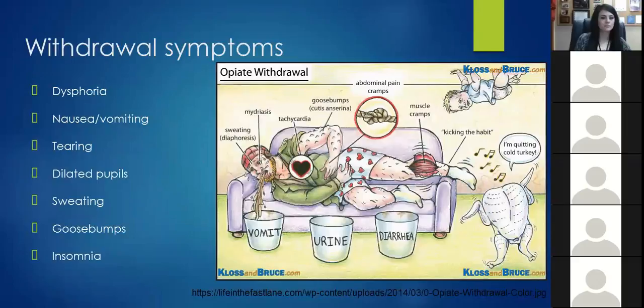Moving on to some of the withdrawal symptoms, some of the opposites. Like I said, mydriasis, which is also called just the dilation of the pupil. They're not going to be feeling good. They're going to have tachycardia. Tearing of the eye is another common effect. Goosebumps, some abdominal cramps, so just generally nauseous, not feeling well. Their body's reacting very poorly to being off the medication.